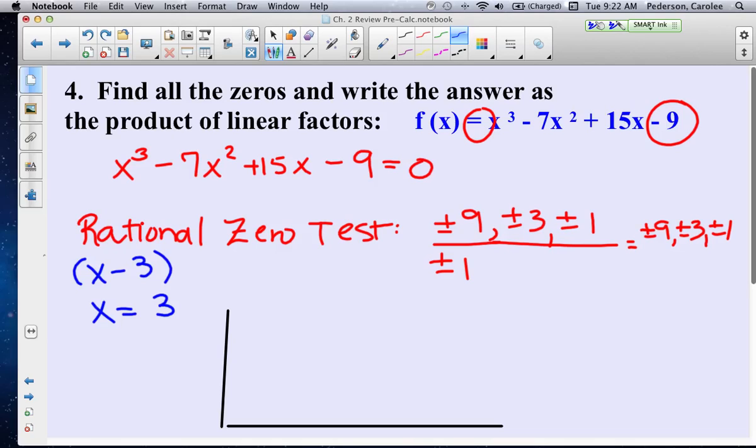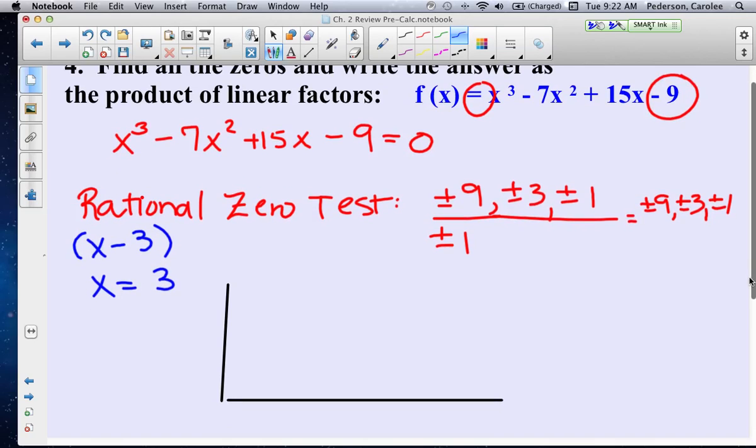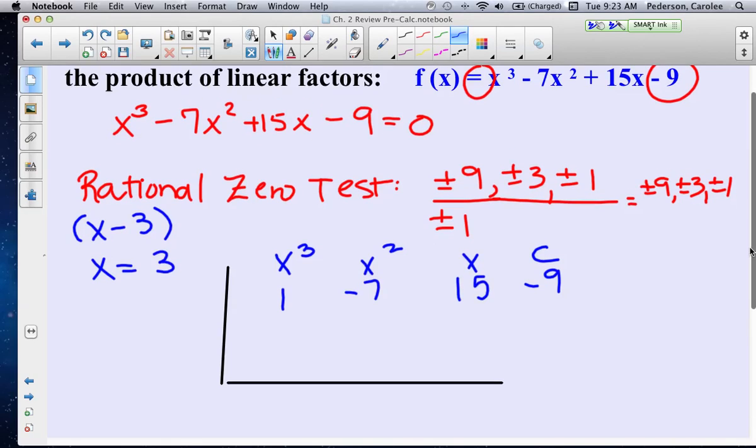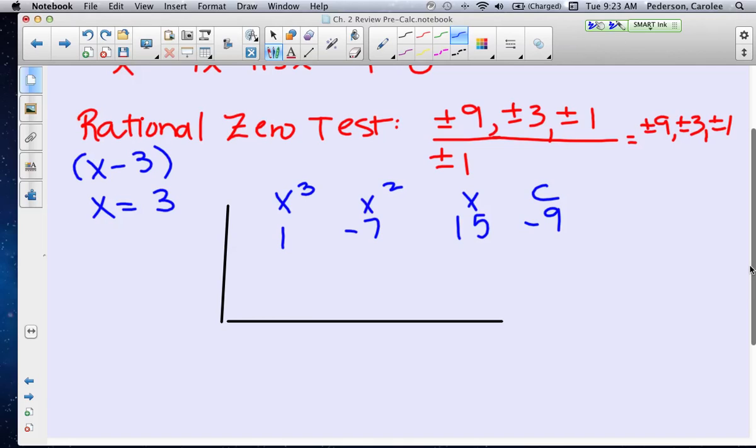So I'm going to use synthetic division. What do I want my remainder to be? 0. So I have x cubed, x squared, x, and constant. Coefficients are 1, -7, 15, -9. Bring down the 1. Multiply, add, multiply, add, multiply, add. Did it work?